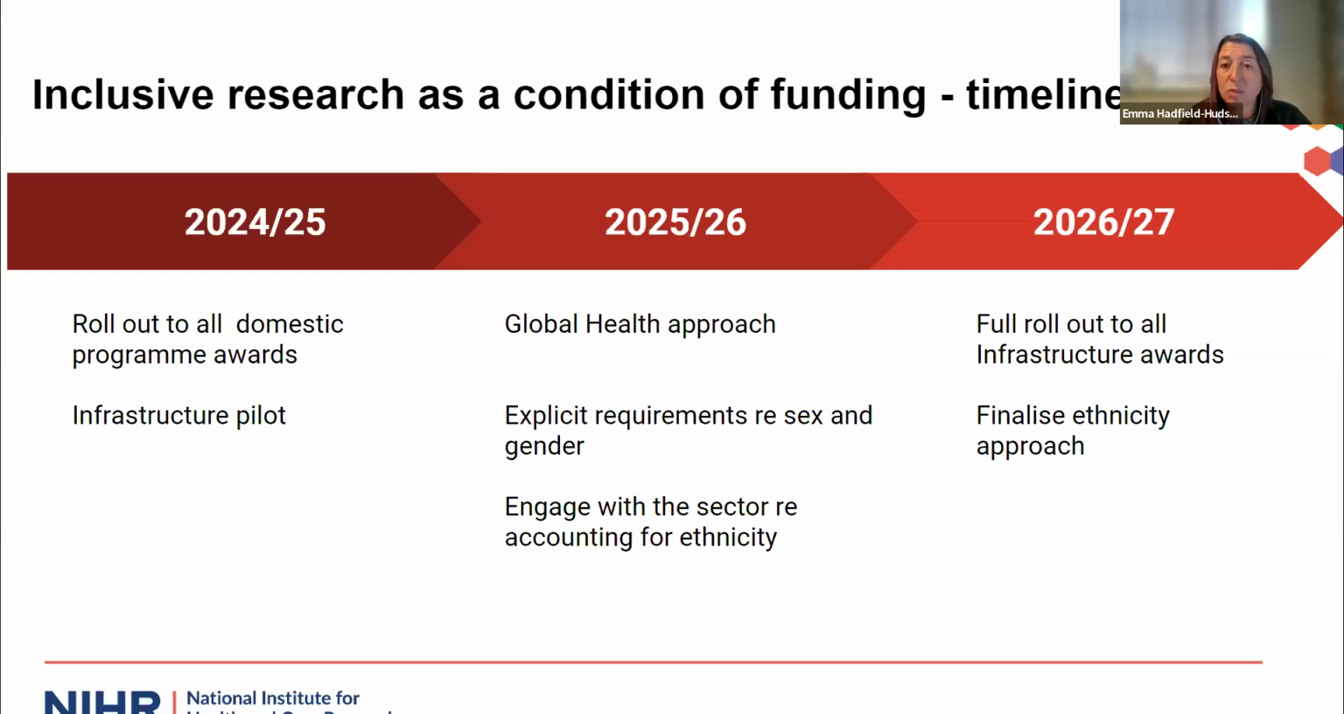In 25-26, we'll be extending our approach to global health research, along with launching explicit policy requirements around sex and gender, and starting to engage with the sector around accounting for ethnicity. And then in the final phase in 26-27, we'll fully roll out the new conditions to all infrastructure awards, along with finalising our approach to ethnicity. But for today, we're just going to focus on the first phase of this work, which is inclusive research as a condition of funding for domestic programmes. Just to clarify, when we say domestic programmes, we're referring to all of NIHR's UK-based programmes. So this first phase doesn't apply to global health research.